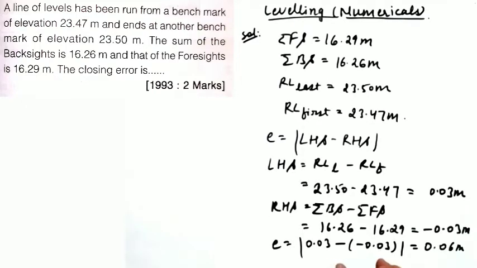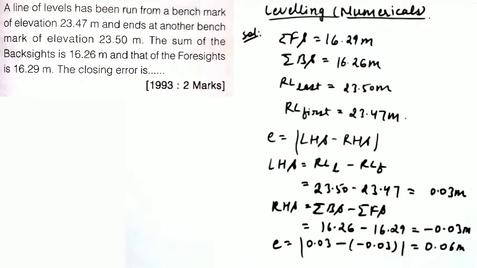It could have been minus 0.03 minus 0.03, then it would have been minus 0.06. When you take the absolute of that, it would have been 0.06 meters. So the answer is 0.06 meters. Now moving to the next question.